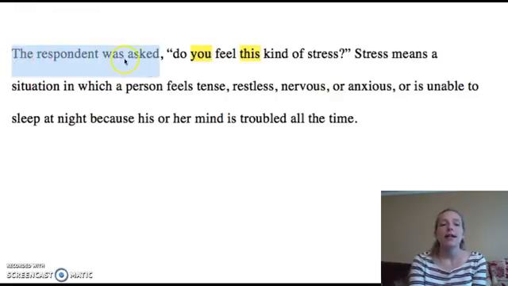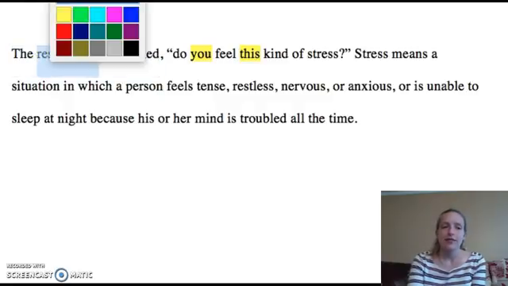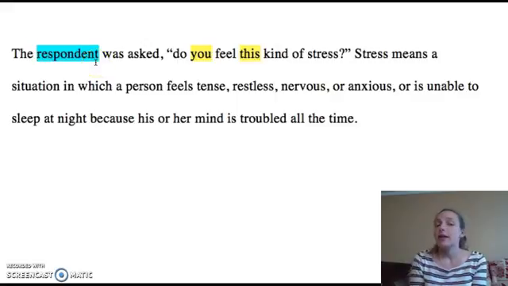The respondent was asked. Now we know from our lesson on simple sentences where the noun can be found. Respondent is the noun. Now respondent is singular, and respondent is definitely someone alive. So does the respondent feel this kind of stress? We plugged it back into the sentence. We asked ourselves, does who feel this kind of stress? Does the respondent feel this kind of stress? That makes sense to me.